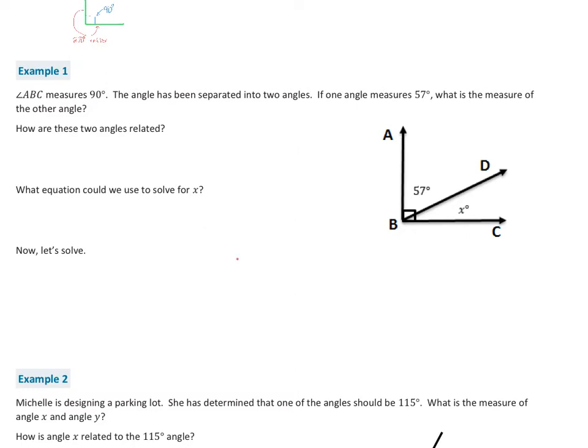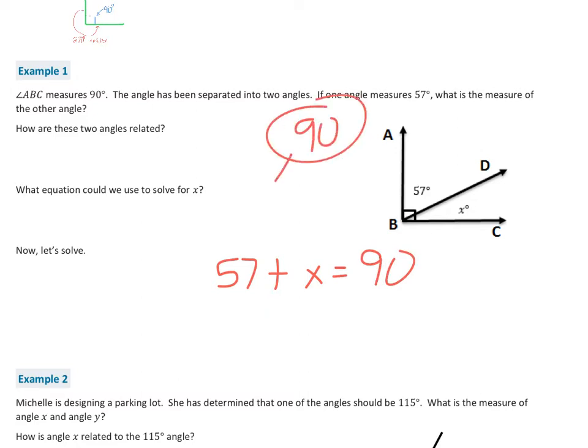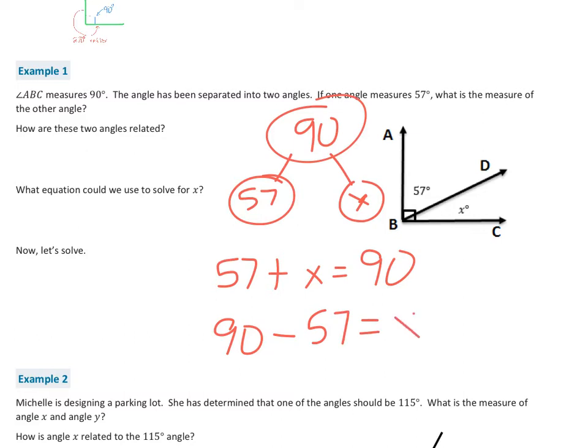So I could write something like 57 plus X equals 90, and then I can use my fact family, recognizing that 90 is the total. That means I've got 57 and I've got an X. What can I do to find my X? The easiest way? That's right, subtract. I'm going to do 90 minus 57, and that will give me what X is worth. So that's why this information is useful. X should equal 33 degrees.